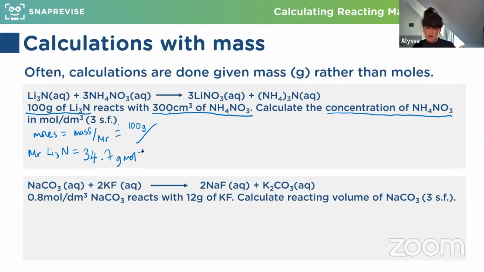If it's 34.7 grams per mole, then my moles of lithium nitride, or 35 if you round up, yeah, lovely. So my moles of lithium nitride is therefore 100 grams divided by 34.7 grams per mole. That means our grams cancel, our mole gets brought up to the top, we end up with moles. That's good, that's what we want. So 2.888 moles.